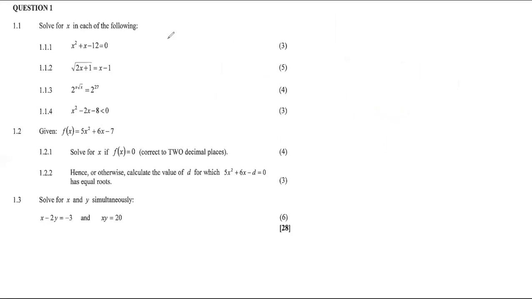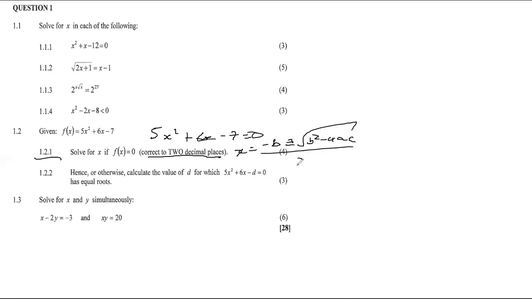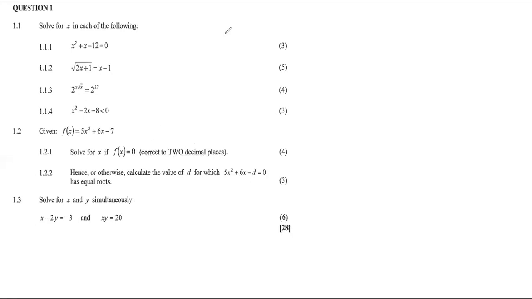All right, that being said, moving on to 1.2.1, solve for x if f of x equals 0. So you've got a quadratic equation here, 5x squared plus 6x minus 7 equals 0. But now, instead of bothering yourself with factorization, there's a hint that says correct to 2 decimal places. So this says, well, use the quadratic formula, x equals minus b plus or minus square root of b squared minus 4ac over 2a. And I'm not going to insult your intelligence and substitute the stuff for you. You are the masters of that department. So that has been taken care of.